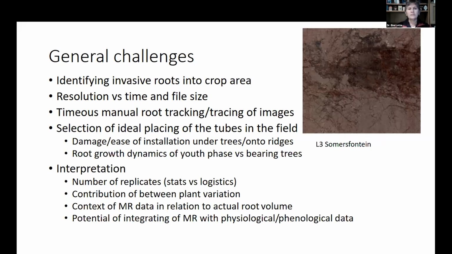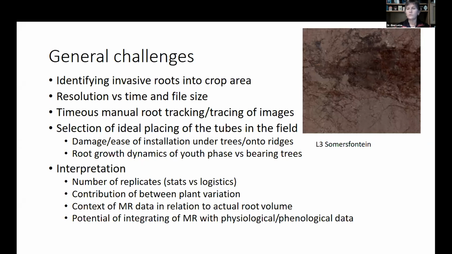In terms of interpretation, there's always a payoff between statistics and logistics. You can only count so many images at a time, and then you become a bit aggressive or disheartened. So you can only do so many images in a lot of detail, but then also there's the statistical side that needs attention.